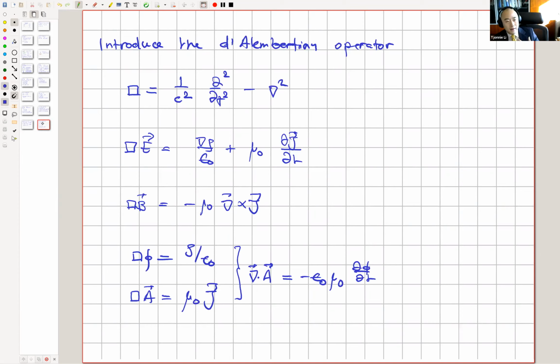Okay. And this box operator, we'll study that in detail next lecture, and show that this is a wave operator. And so the solutions to this equation are indeed wave solutions.